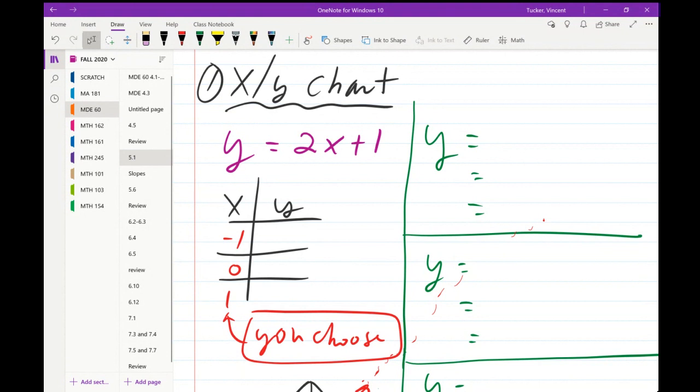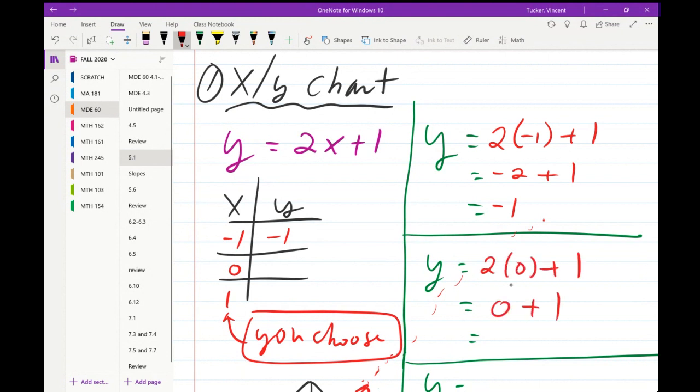All right. So you choose those values. Then you're going to find the corresponding y value by plugging it in for x. So we have y equal to 2x plus 1. So plug in the -1. 2 times -1 is -2. Then -2 plus 1 is -1. So it just so happens that when we plug in -1, we get out -1. Plug in 0. 2 times 0 is 0. 0 plus 1 is +1.